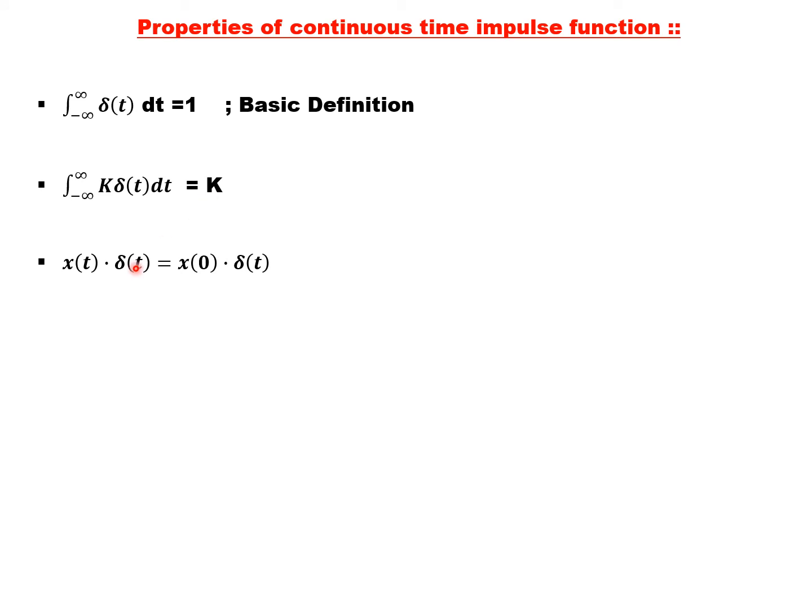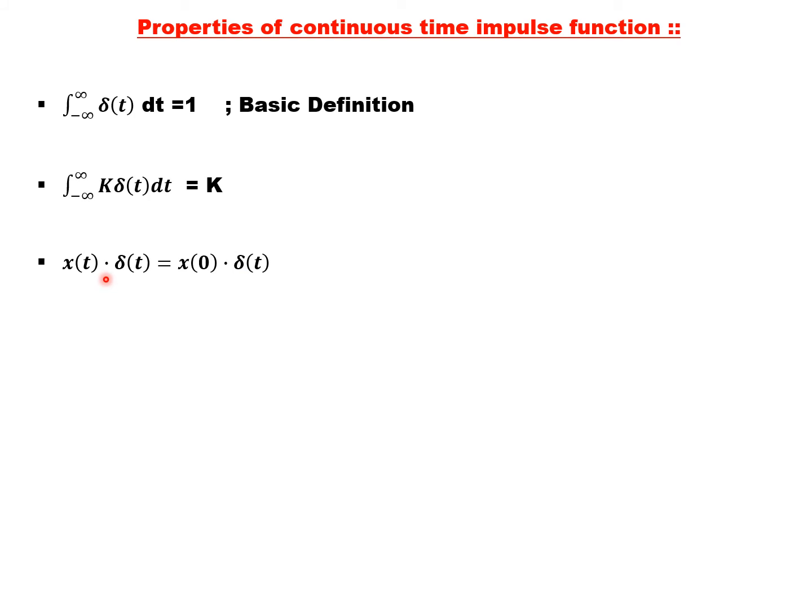Now if you multiply an arbitrary signal x of t with delta t, the resulting signal is an impulse, that is x at 0 into delta t. I can visualize this mathematical operation very easily. I'm going to show that in the next slide.